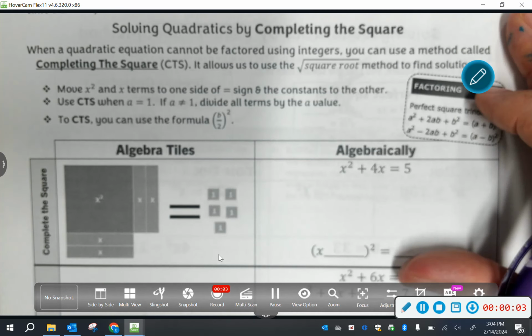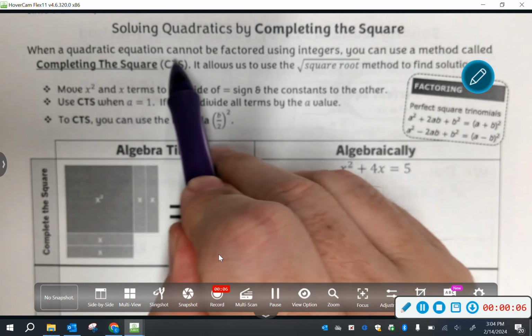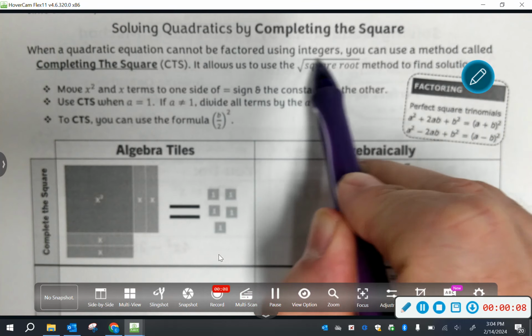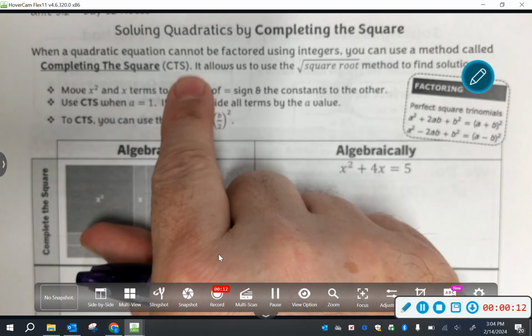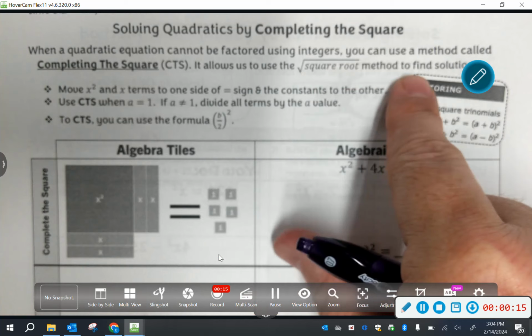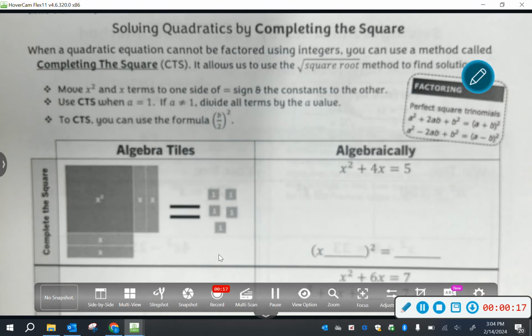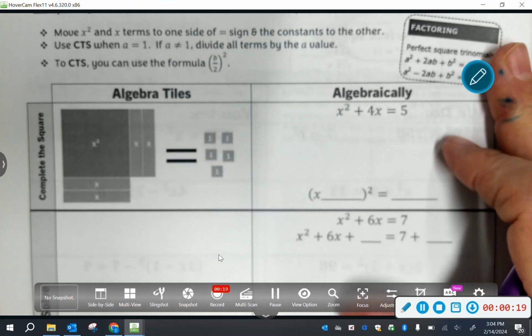Okay, completing the square. When a quadratic equation cannot be factored using integers, you can use a method called completing the square. It allows us to use the square root method to find the solutions. So let's go over this real quick.